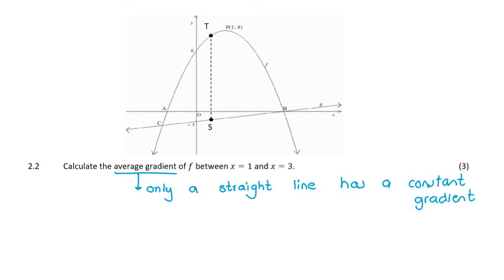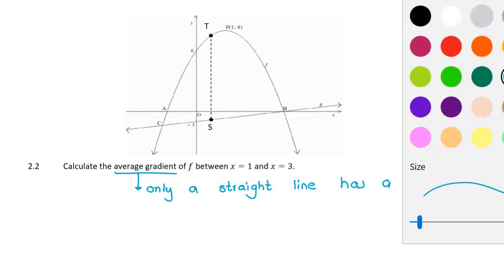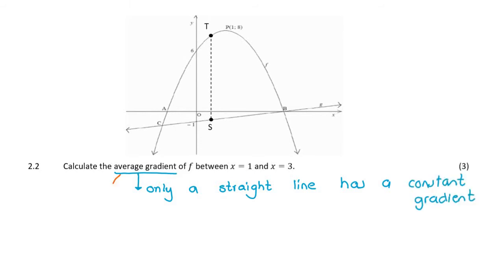A parabola is going up, and it's quite steep, and then it kind of shallows out, and then it flattens, and then it goes down. So the gradient of a parabola is changing at all different times. So there's no such thing as a constant gradient of a parabola. It's constantly changing. So why do they say average gradient? It's because you can't tell me the gradient between 2 points on a parabola because it's always changing.